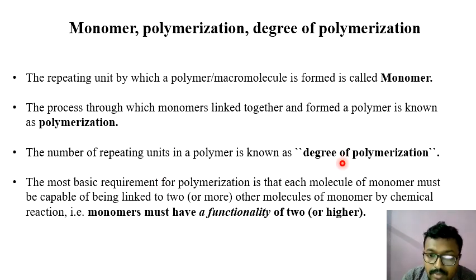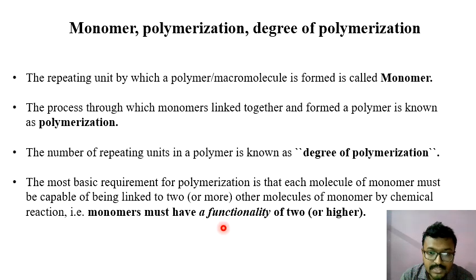And what is degree of polymerization? It is the number of repeating units, meaning the number of monomer molecules. You have seen in the first example there are n number of ethylene molecules, so that n is called the degree of polymerization. So what is the summary? In a polymer molecule there are multiple monomer molecules, and the number of monomer molecules present in the polymer is called the degree of polymerization. And polymerization is the reaction by which monomer molecules are linked together, forming this polymer.